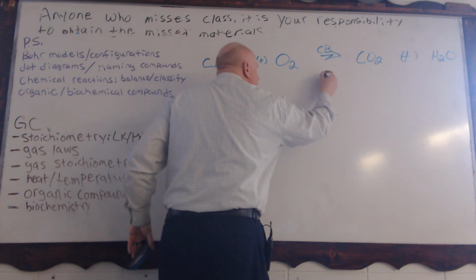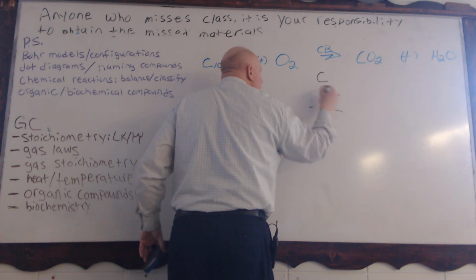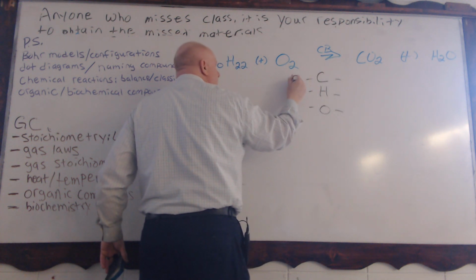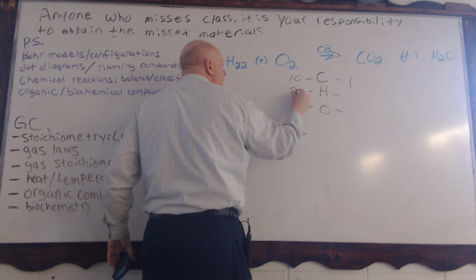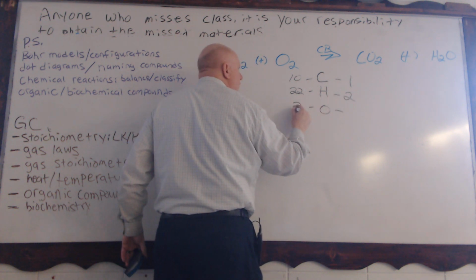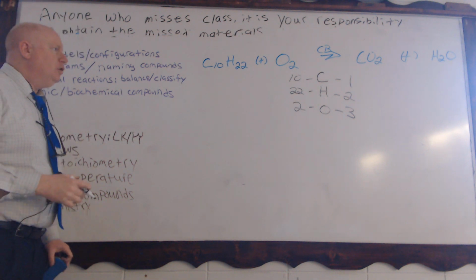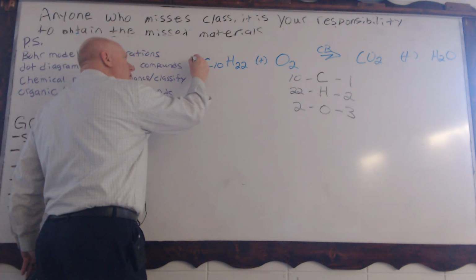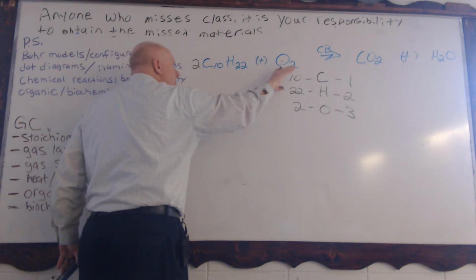So we'll just go ahead and do this because I think this was a simple request. Okay, we've got 10 carbons to 1. We've got 22 hydrogens to 2. Then we've got 2 to 3. Now, you correctly said, let's put a 2 here. That gets distributed through the entire compound.